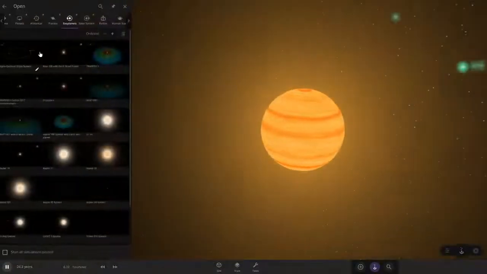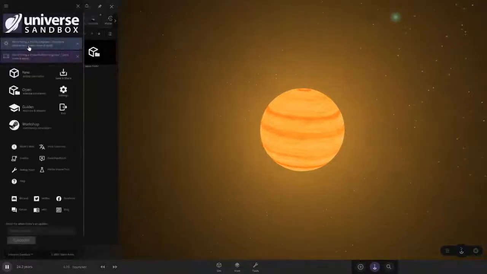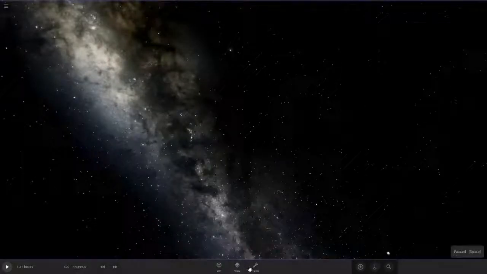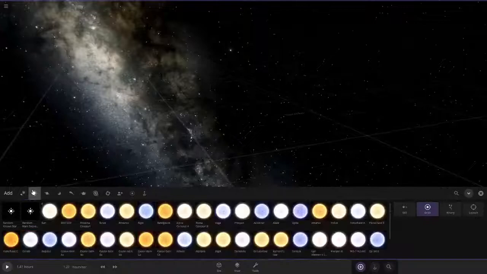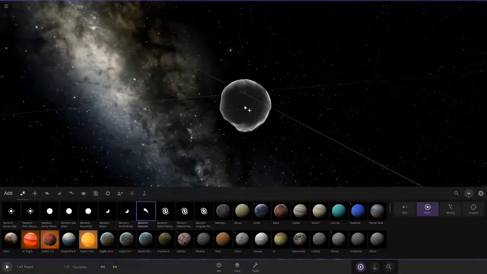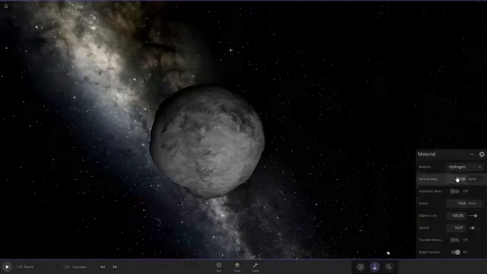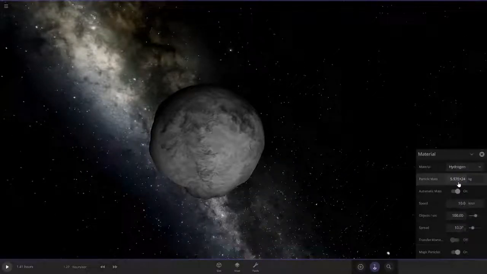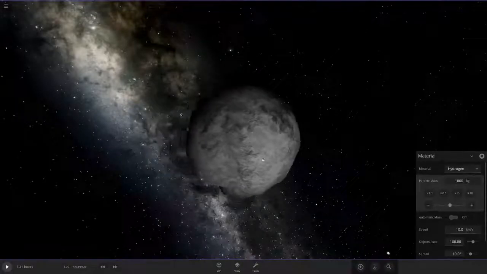Actually, let's create a star. Let's just create a star from scratch. We will start completely from scratch. Now, when I say completely from scratch, we're kind of cheating a bit. We're going to get a random asteroid. Just put it here. We can get like 1,000 kilos or something. I don't know.